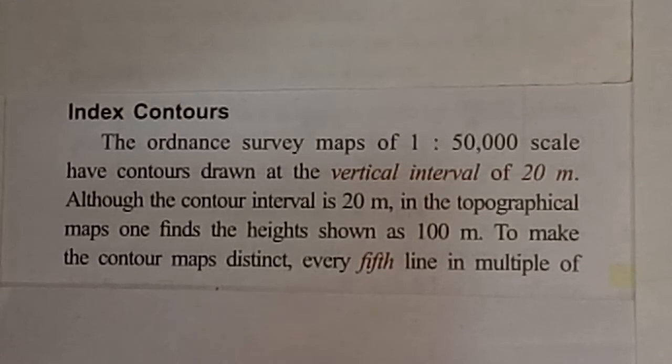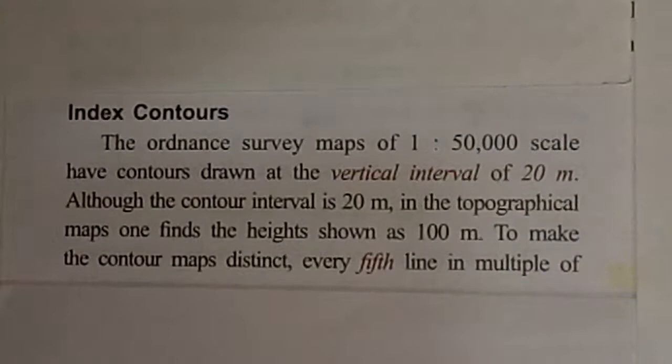Now see index contours. What is an index contour? The Ordnance Survey map of 1:50,000 scale has contours drawn at a vertical interval of 20 meters. So this is very important. It is a vertical interval of 20 meters. Although the contour interval is 20 meters, in the topographical maps one finds the heights shown as 100 meters to make the contour map distinct. Every fifth line, a multiple of 20 meters, is accentuated as shown in figure 1.6.